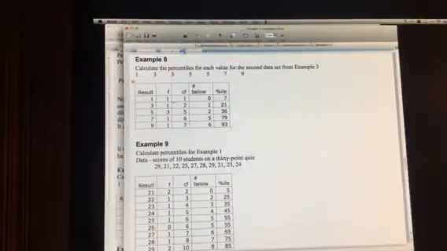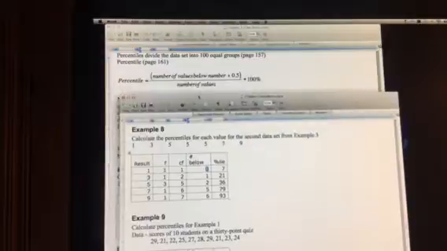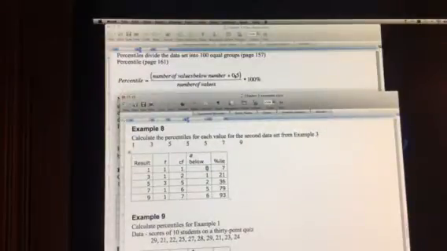for the person who scored a 1, nobody did worse than they did. So we would take the 0, nobody did worse than them, plus 0.5 is 0.5, divided by the number of values, which is how many people took the test. In this case, 7 people took the test. So we have 0.5 divided by 7 times 100%. Grab my calculator here. 0.5 divided by 7 times 100 is 7.14. So that's the 7th percentile.